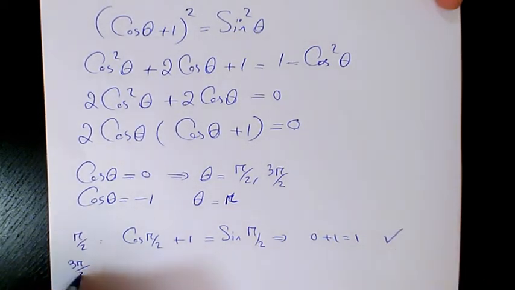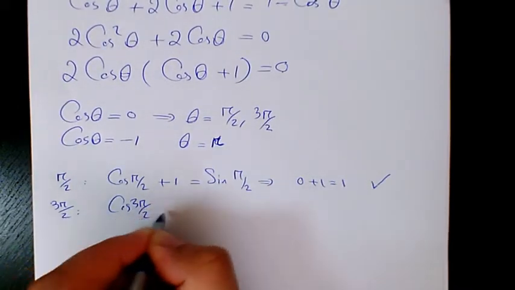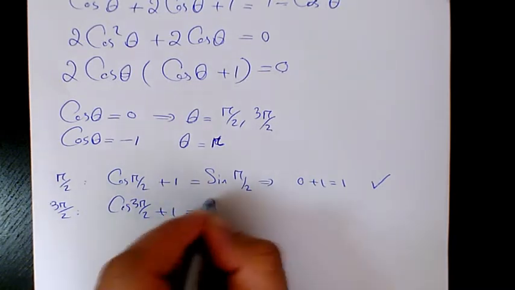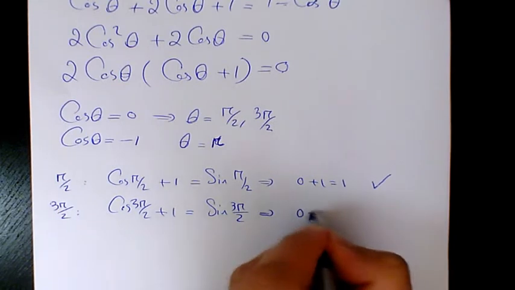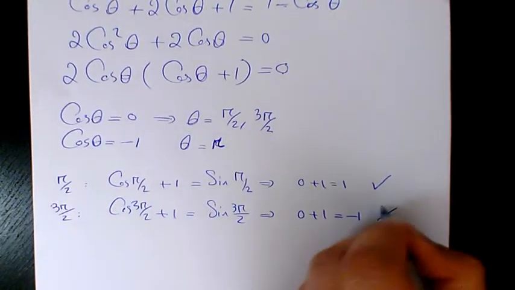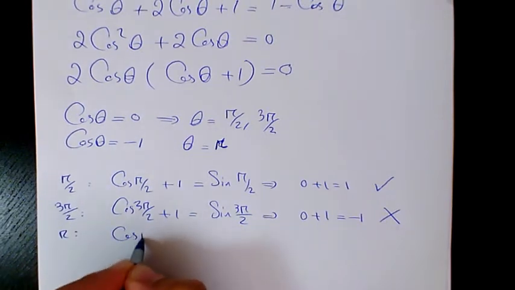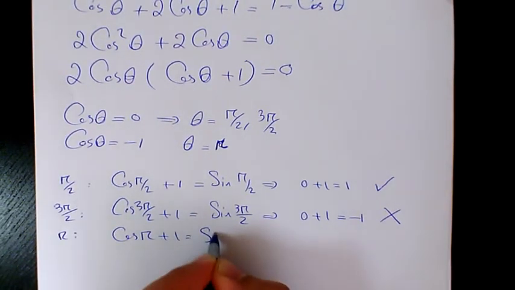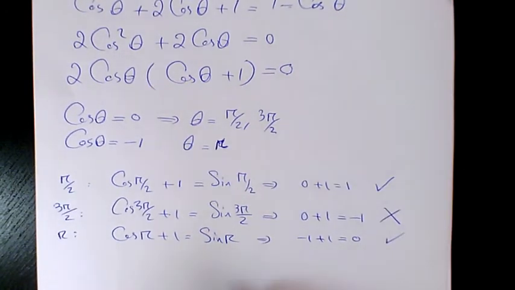3 pi over 2 is going to be cosine 3 pi over 2 plus 1 equals sine 3 pi over 2. That's going to be 0 plus 1 equals negative 1, so that doesn't work. And pi, it's going to be cosine pi plus 1 equals sine pi. That's going to be negative 1 plus 1 equals 0. So that one works as well.